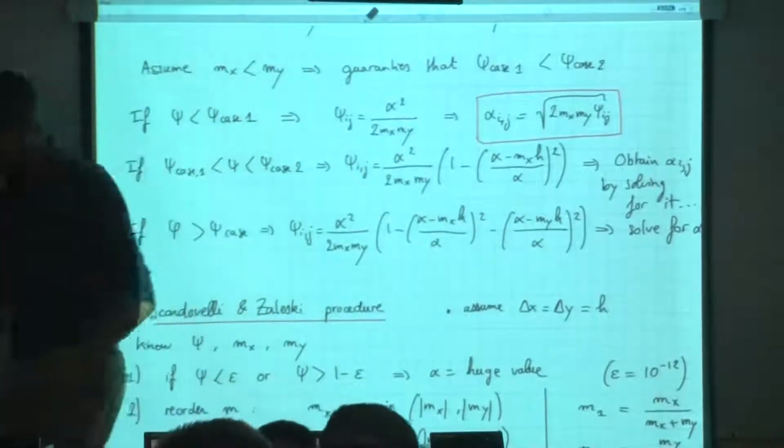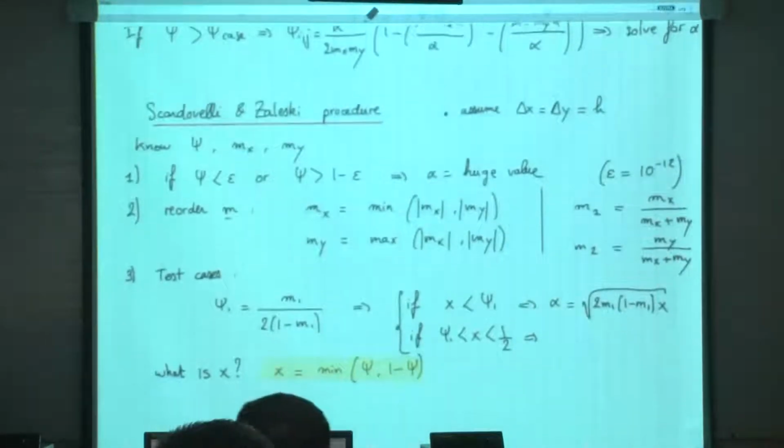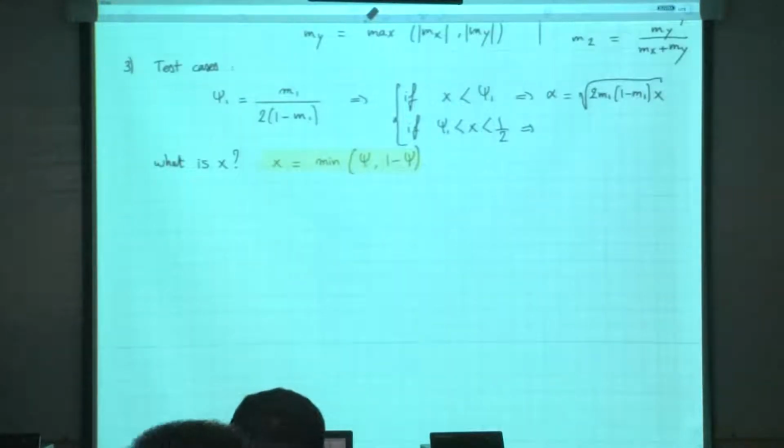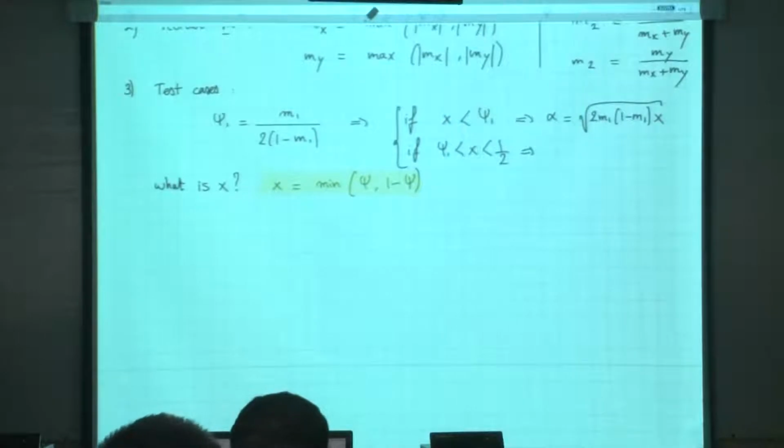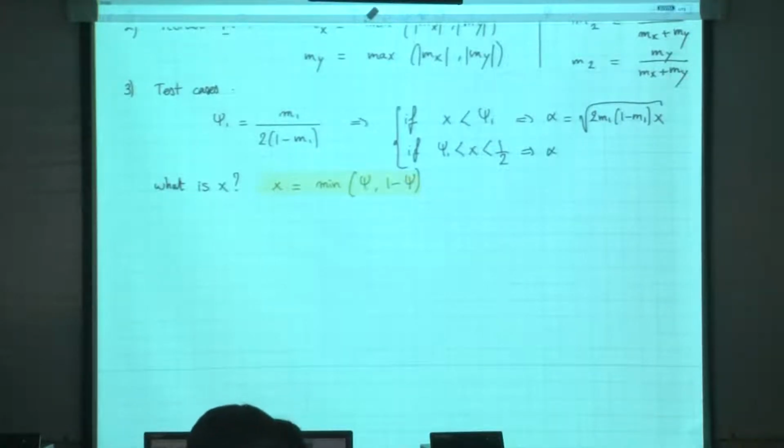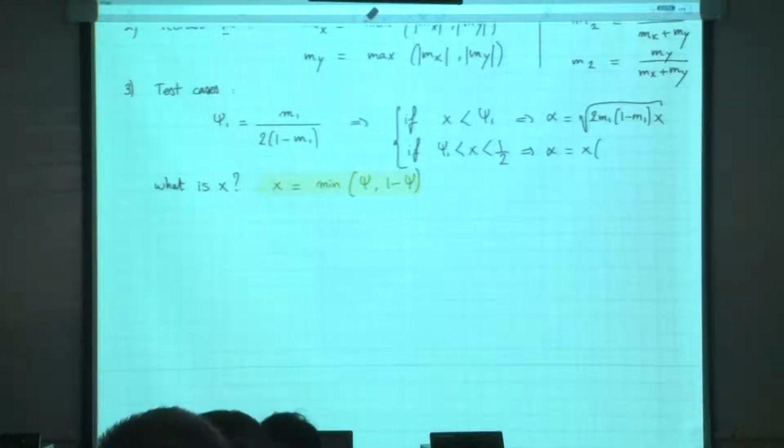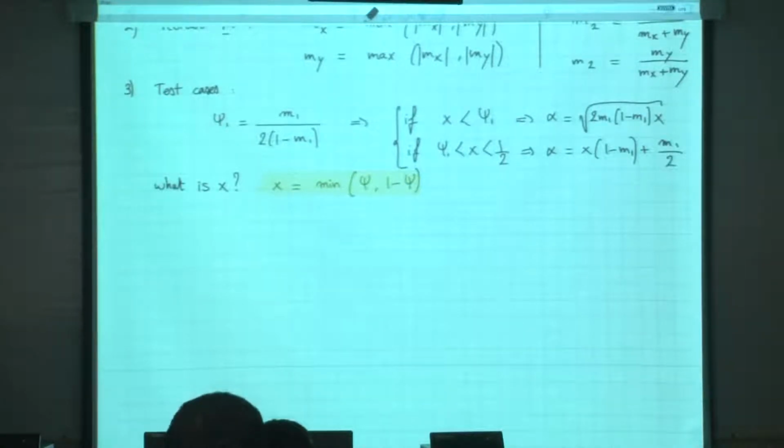In 2D, it's easy to express. In 3D, it's not easy, but you can write it. In 2D, that gives you this answer here. Alpha is equal to x times 1 minus m1 plus m1 over 2.